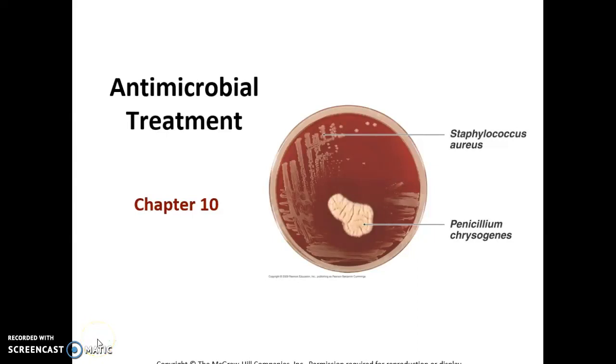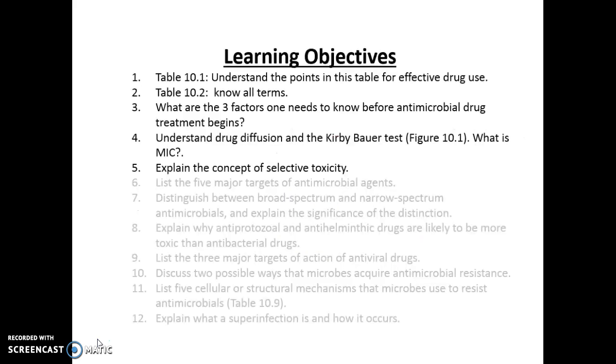Alright, here we start with Chapter 10, the first section. And Chapter 10 involves looking at antimicrobial treatment, and this is going to be within the body. So Chapter 9 was looking at how we can control microbial growth outside of the body to minimize the amount of bacteria, or microorganisms, that get into our body, and then necessitate the need for antimicrobial treatment.